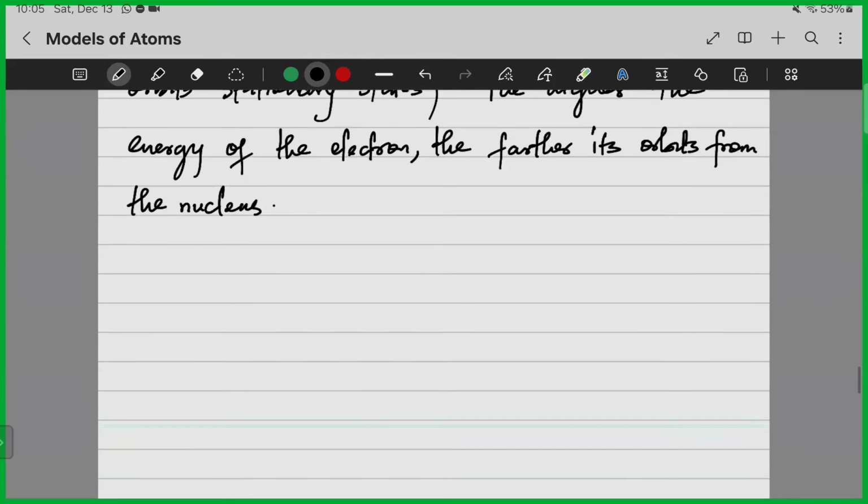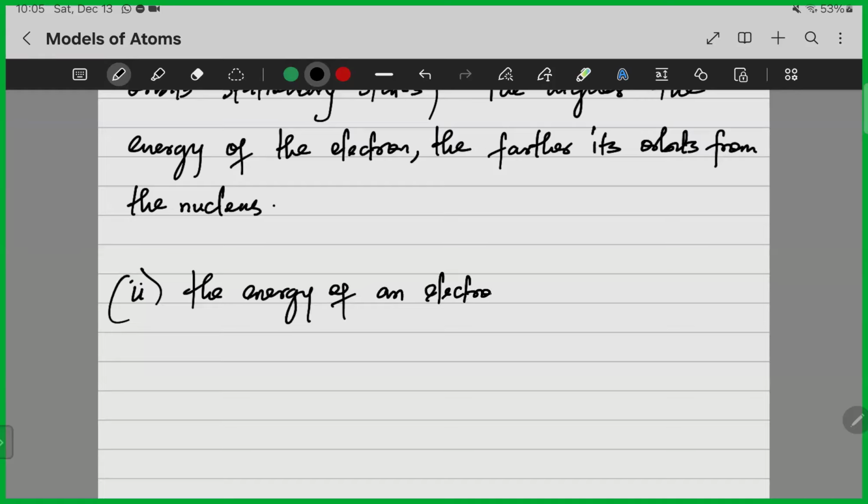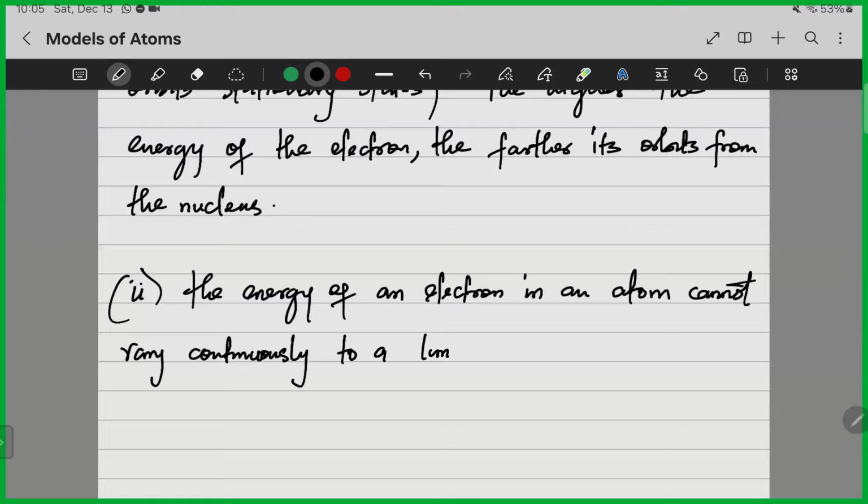Straightforward. The next point we're making here is that the energy of an electron in an atom cannot vary continuously, to a limited number.